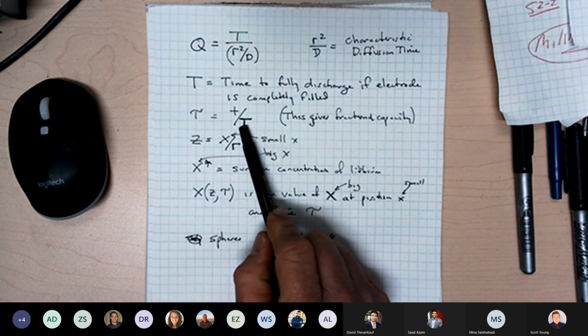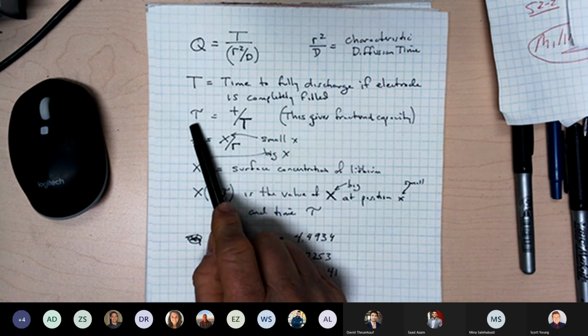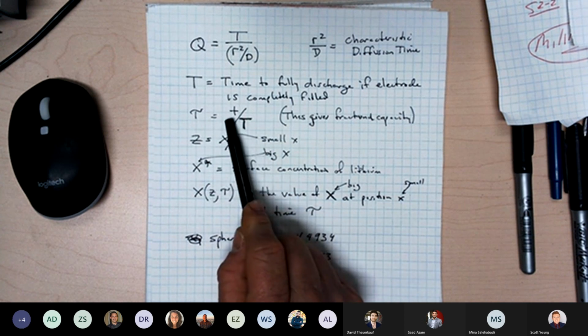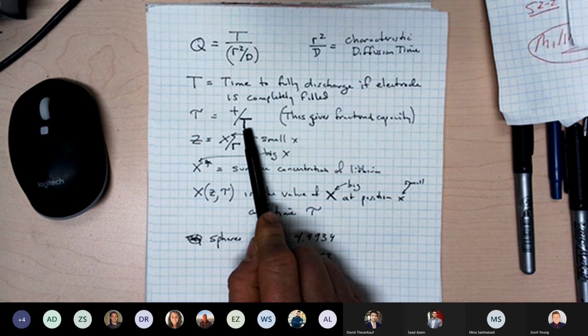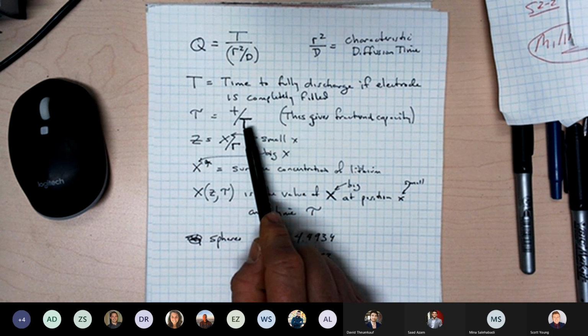Okay, so then there's this quantity tau. So what is tau? Tau is the ratio of the actual clock time to the time that you're expecting it to take for the electrode to fill.